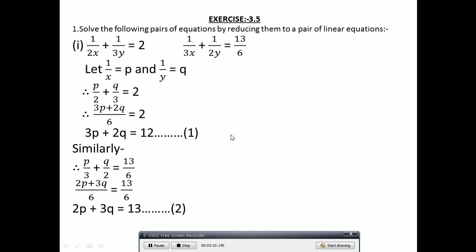Now students, we can solve these two equations by any algebraic method. Generally we use the elimination method. If we want to use the elimination method, then the coefficient of p or the coefficient of q should be the same. So we are making them equal. So how can we multiply? Equation one is multiplied by 2 and equation two is multiplied by 3. Then the first equation will be 6p plus 4q is equal to 24, and the second equation, after multiplying by 3, will be 6p plus 9q equal to 39.